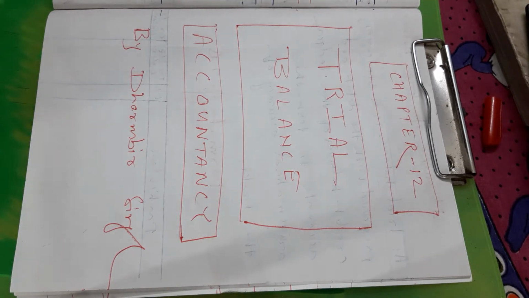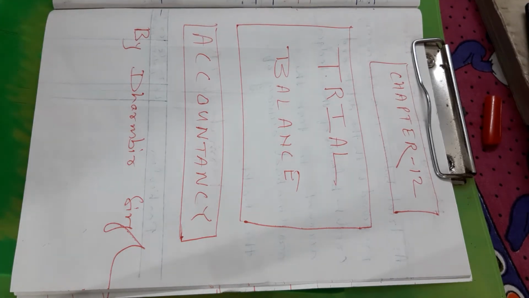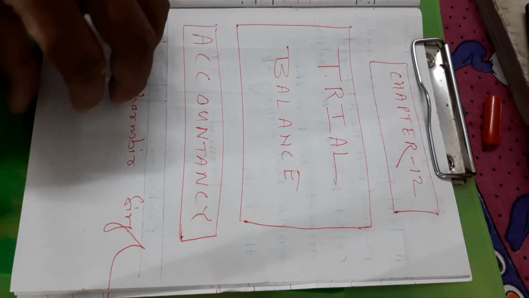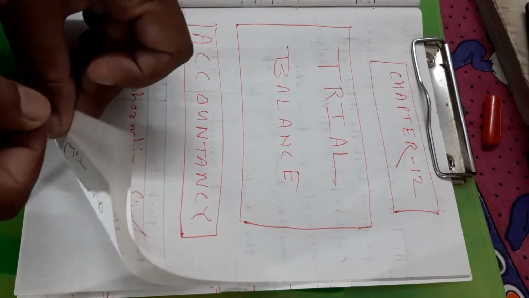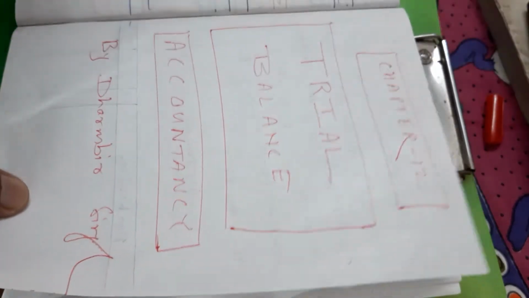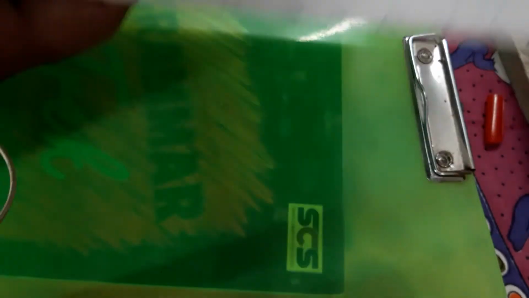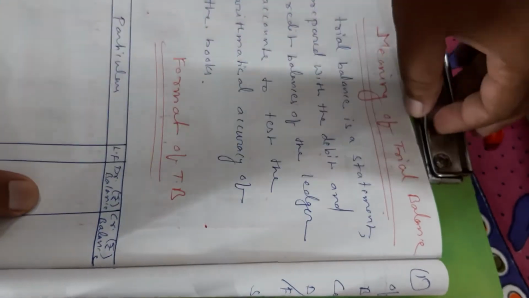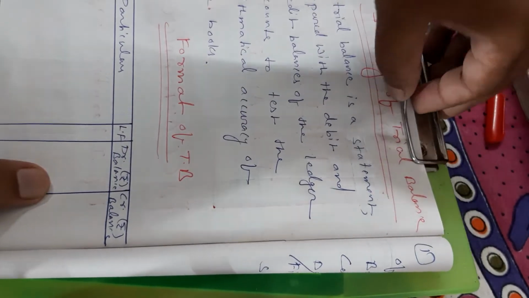Page number, you know very well, 12.18 of your book. T.S. Grewal book. Try to understand the meanings of trial balance. So this is the introduction, chapter 12. Now I will discuss what is the meaning of trial balance. Try to understand meaning of trial balance.